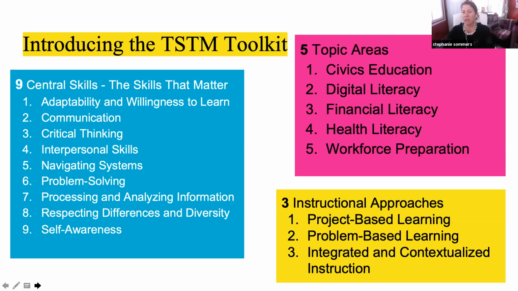The 5 topic areas that the toolkit is divided into are civics education, digital literacy, financial literacy, health literacy, and workforce preparation. And again, the people who planned all of this identified these 5 areas as being very critical to adult learners being able to make good decisions that are going to impact them and their families and be able to really move forward in their own lives.